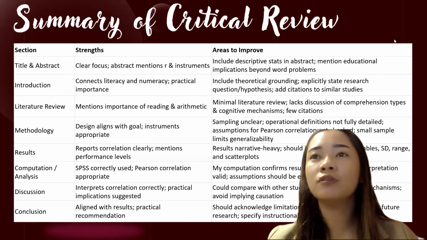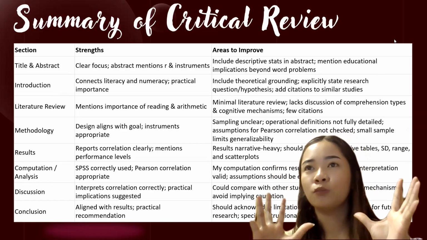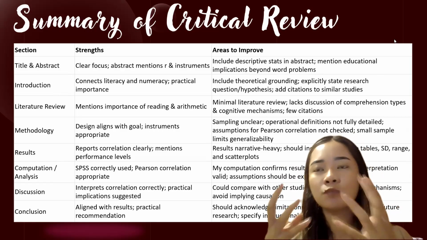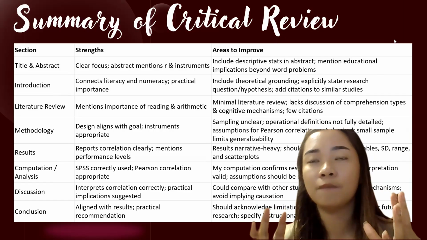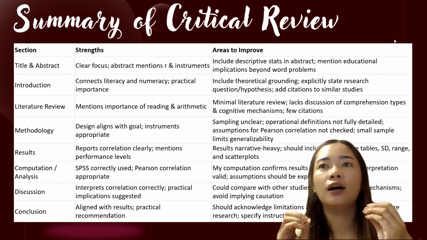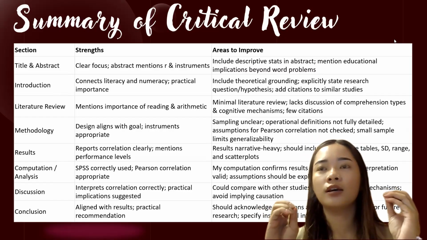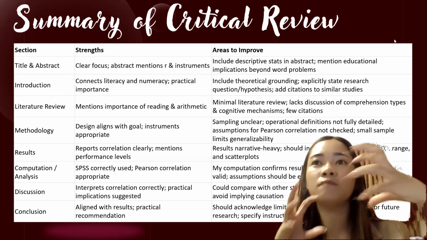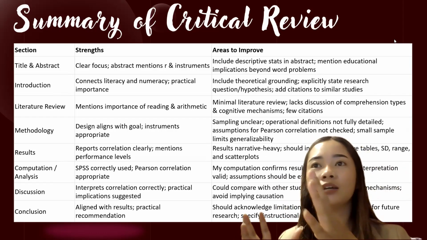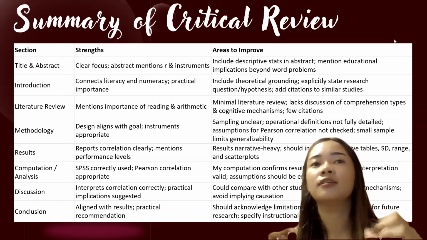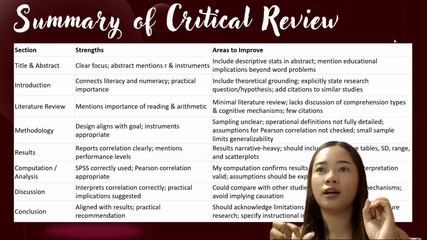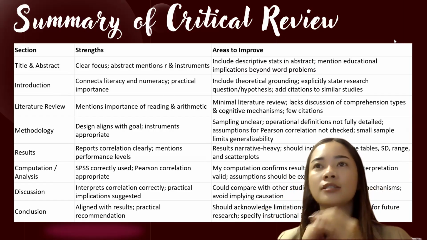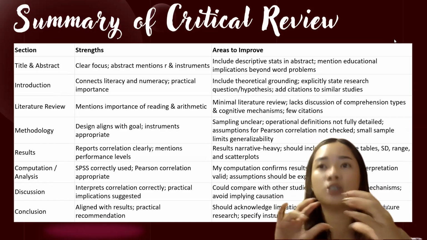It should include descriptive tables, standard deviation, range, and scatter plots to make it more detailed and to make the readers easily understand the results of the study. And an additional suggestion for the results and discussion: I would subdivide the frustration level into two to make it a 5-point scale. The same with the arithmetic, which also has a 5-point scale. So for the computation, it's a little different, but the interpretation is still the same, valid, and assumptions should be explicitly checked.